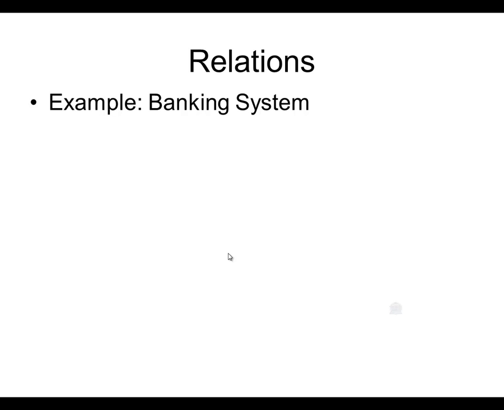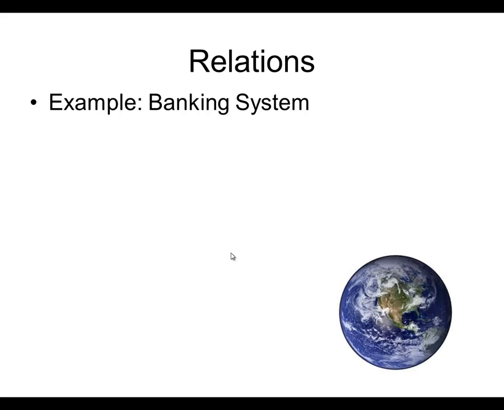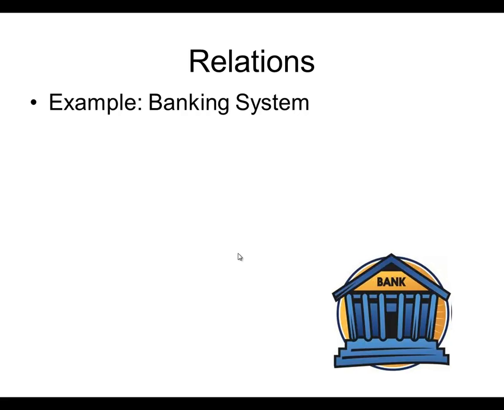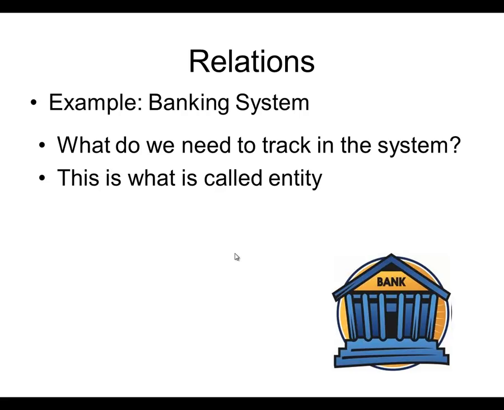So to start building the relation, let's look at the banking system as an example. So we have the bank, and we are zooming out to the bank. Oh, not that far. Okay. Now, what do we need to track in a banking system? For sure, we need to track two important things: customers and transactions. So this is what we call an entity.